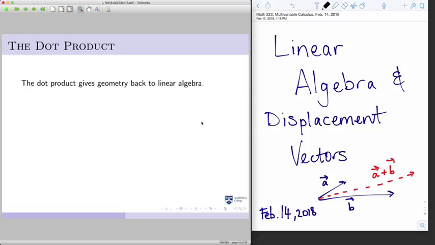So the dot product is an object that allows us to take geometry and put it back into linear algebra. So remember, I just said that linear algebra can be developed in a purely algebraic way. Well, if we want to get some geometry back into linear algebra, the dot product is the thing, it's the gadget that we use to bring back geometry. Really, the dot product gives us back Euclidean geometry.